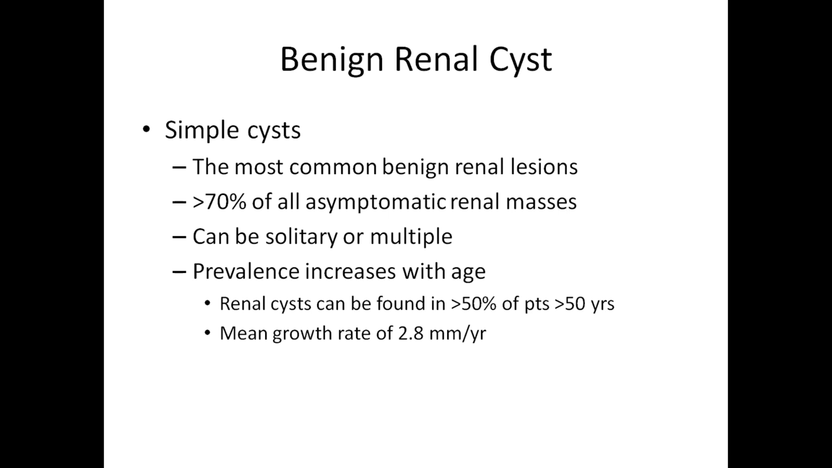And if you take the asymptomatic renal masses, almost 70% are a renal cyst, a simple cyst. And the prevalence actually increases with age. If the patient's age is about 50, past the middle age, almost 50% of them will be having a renal cyst. It is such a common problem.